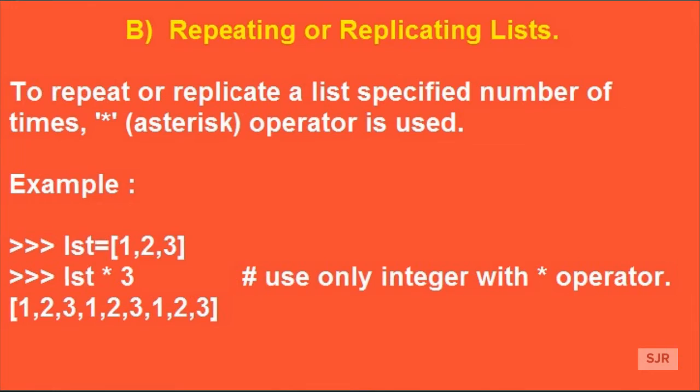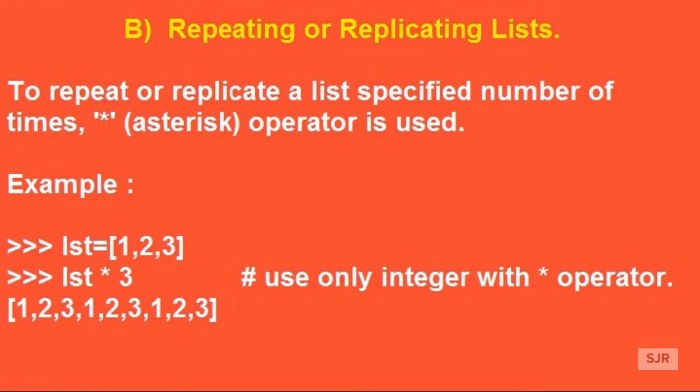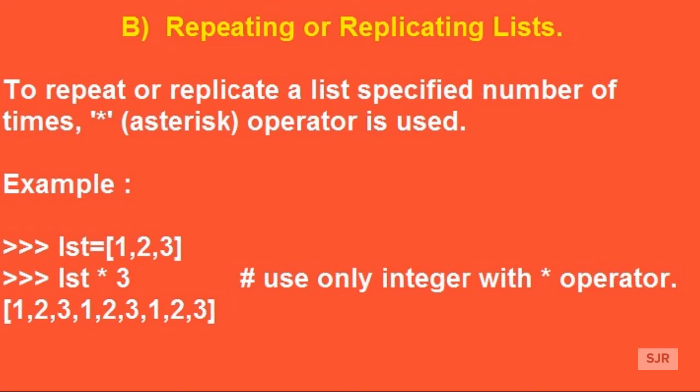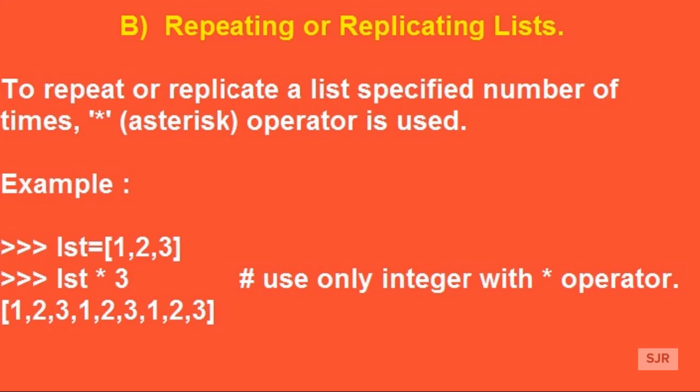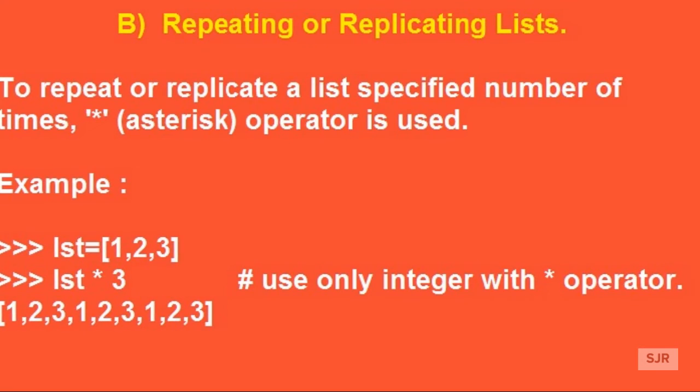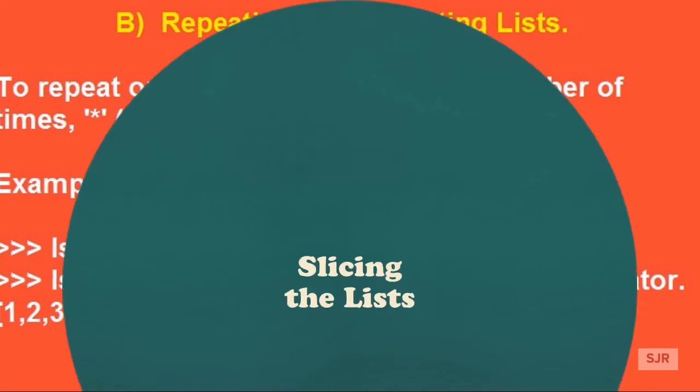Now repeating or replicating a list in Python. To repeat or replicate a list a specified number of times, the asterisk symbol, that is the star symbol, or operator is used. For example, if we have list LST having 1 2 3 and if we want to print it 3 times on screen, then we have to write LST, the asterisk symbol, and 3 times means 3. So it gets displayed 3 times on screen.